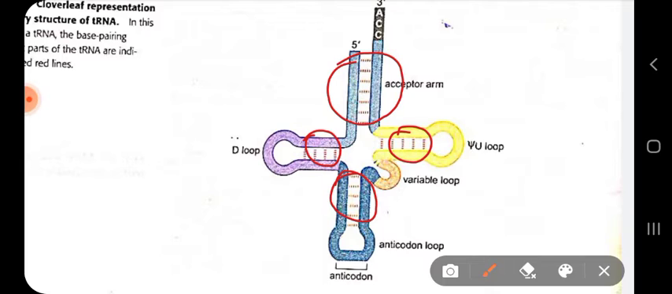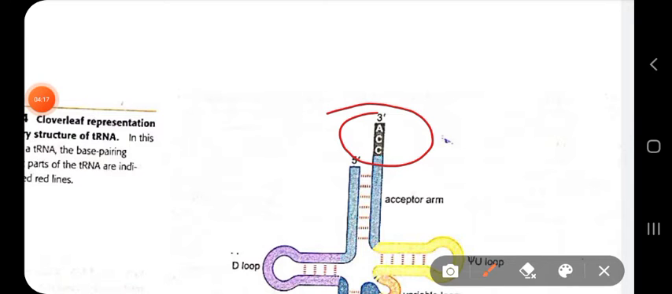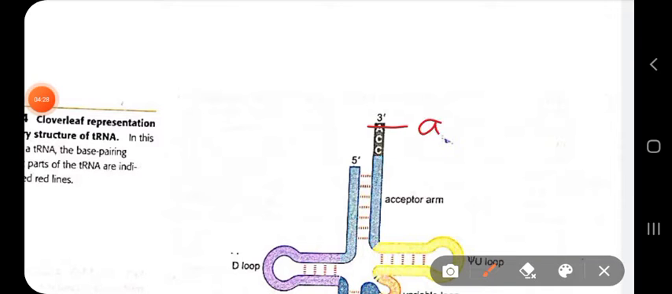Okay, and the one arm which does not have a loop is called the acceptor arm. Only one arm does not have a loop, no loop formation occurs, and that is called the acceptor arm. This arm is the binding site for the amino acids. The amino acid will bind to this site of the acceptor arm with the help of the enzyme known as aminoacyl tRNA synthetase.